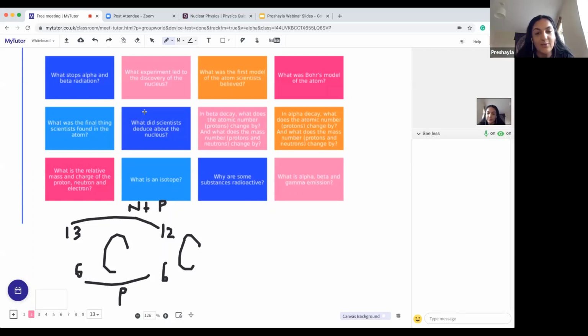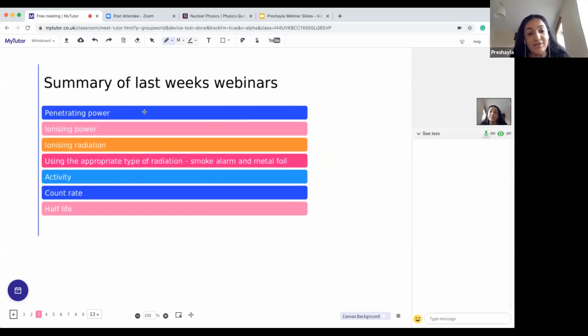Then on Wednesday, we went a bit further and we looked at penetrating power and ionizing power. So how we can compare the three types of radiation using these features. So we talked about how gamma has the highest penetrating power out of all three. So it has the highest penetrating power. It can get through lots of materials easier than alpha can. So remember, alpha gets blocked by paper.